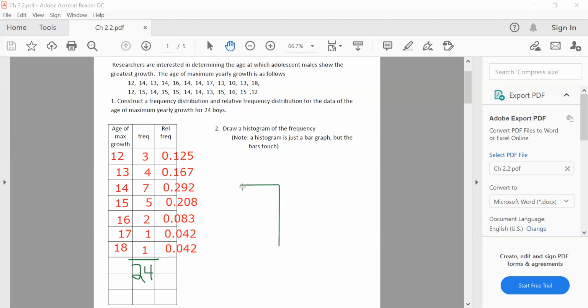bar. Here's the next bar. They touch. There's no gaps in between them. That would be all it is. It's not all that interesting if you ask me. And that's what a histogram would be for this data. So all we did was we made the leap from qualitative data to now quantitative data.